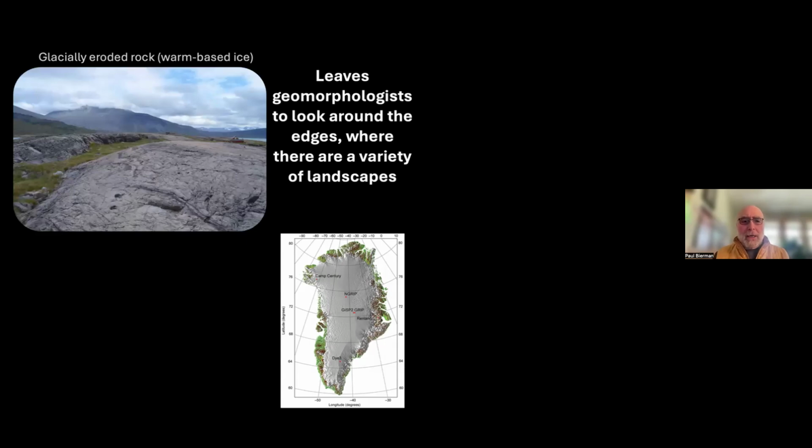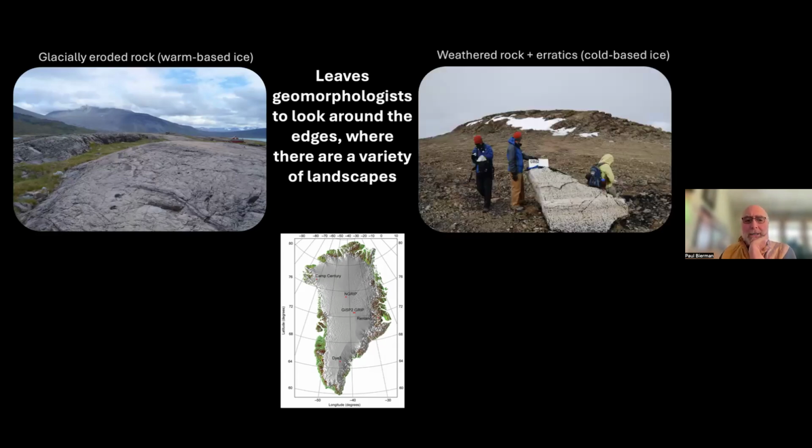So certainly a lot of Greenland is glacially eroded rock, and that implies warm-based ice, at least sometime in the past, to do that polishing and streamlining of those features. And so we have that barren rock landscape.